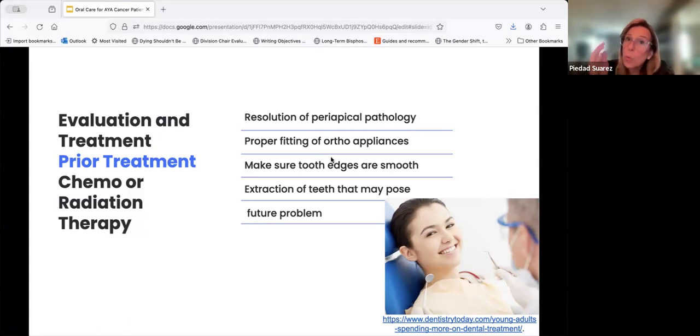We also don't want you to have any sharp edges, meaning that if you have any broken tooth or any broken restoration, we may smooth those areas, either replacing the restoration or smoothing the edges of that tooth. And if you need extractions, it's better that we do those before you start the treatment, so that we can avoid future problems.